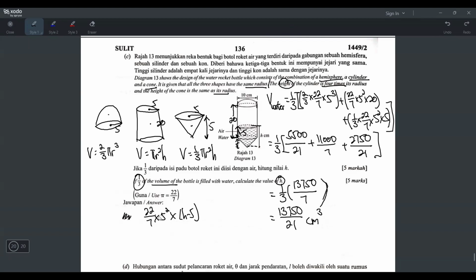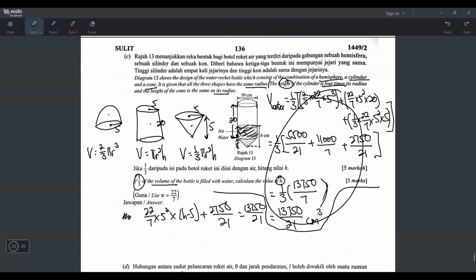So it will be pi r square h. Okay, I'm finding this already, and then plus the volume of cone. But if you're lazy, you can just copy from here, 2750 over 21. And it will equal this 13750 over 21. Let me separate this like this. We have to do this one first, because if you don't do this first, you cannot find h. After doing this, only then can I find h.